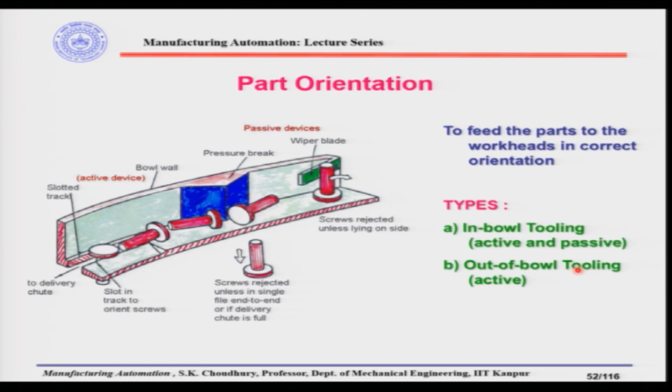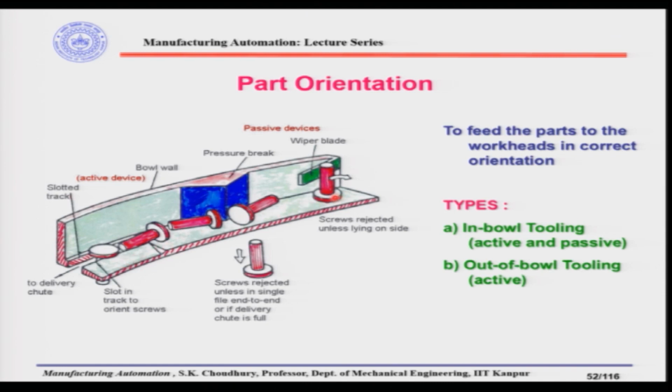So, here is a diagram which shows different kinds of part orienting devices. Let us say that this is a part or a sector of a vibratory bowl feeder. This is the wall, and here is the track of the vibratory bowl feeder.